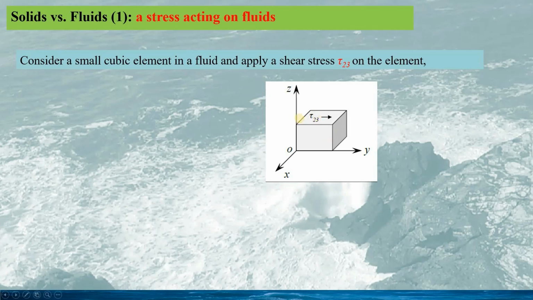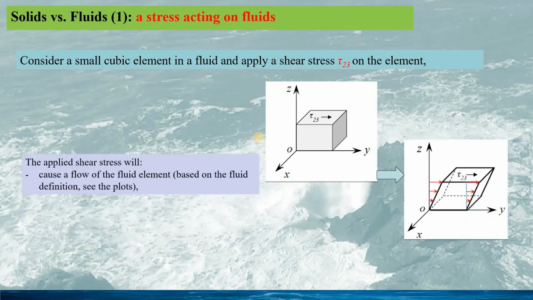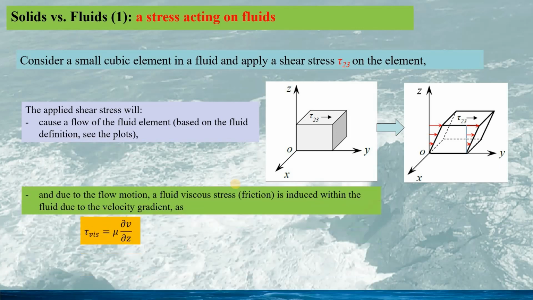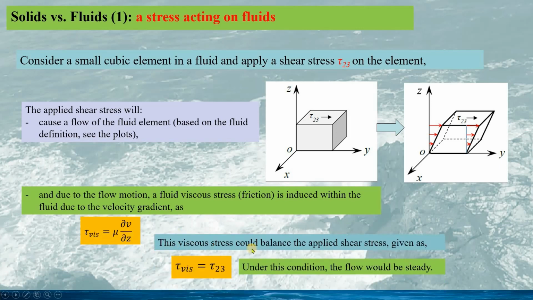If a shear stress tau 23 is applied on the top of the element, based on the definition of a fluid, there will be a flow, and due to the flow, a fluid viscous stress, or friction, is induced within the fluid due to the velocity gradient given as this. And this viscous stress could balance the applied shear stress. Hence, under this condition, the flow would be steady.